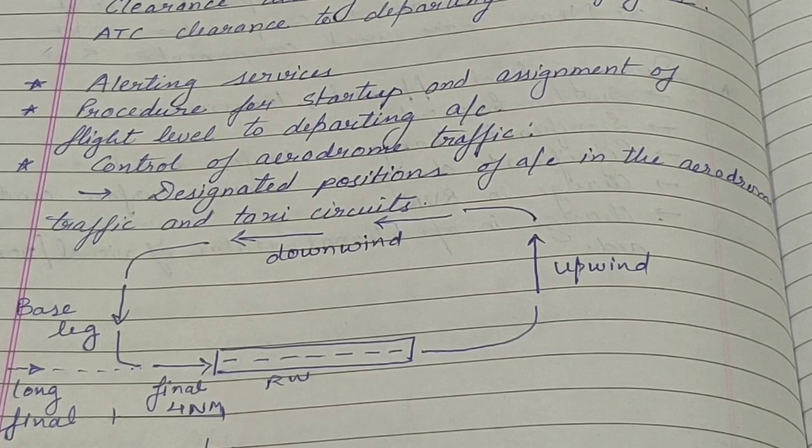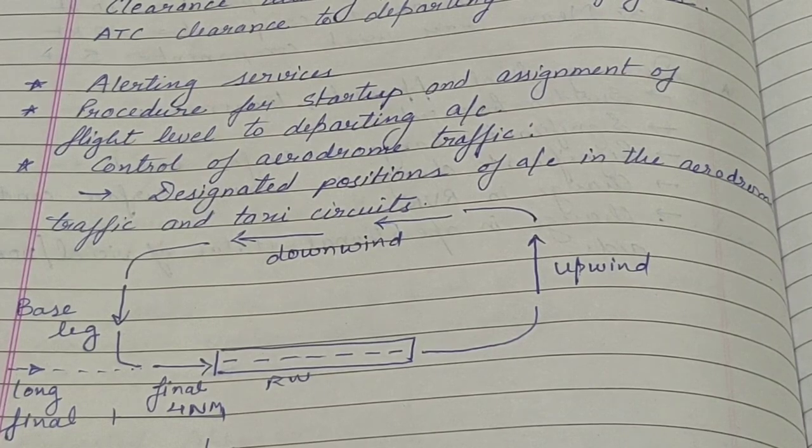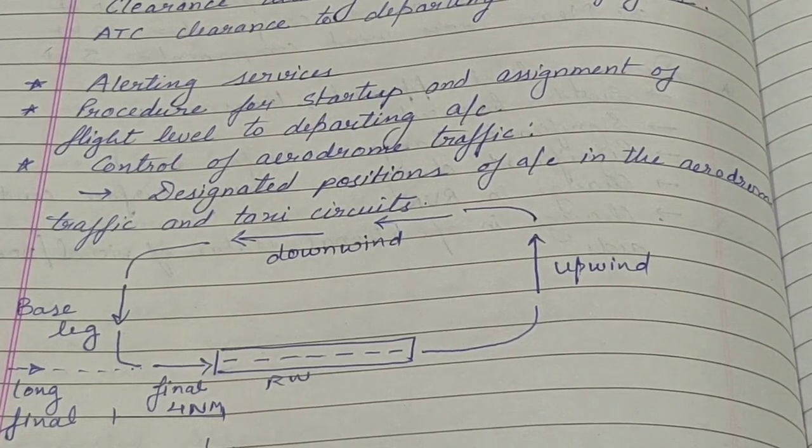All these things are there, and also the cruise climb is not permitted in the Indian flight information region, and transonic and supersonic phases of flight are also not permitted in Indian airspace. These are very common things.